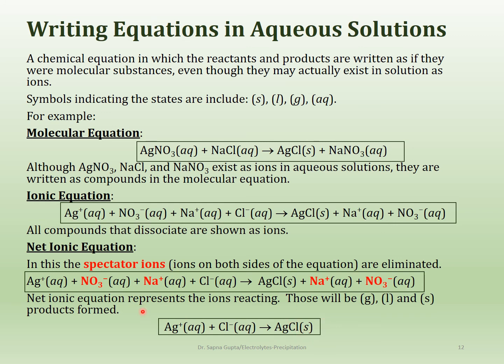This is called the net ionic equation, and this essentially is what is going on in the aqueous solution. The sodium and the nitrate ions are not really doing anything. They're spectators. They're just watching the sport. So those are the spectator ions, and this is how we write these three different kinds of equations. Let's practice.